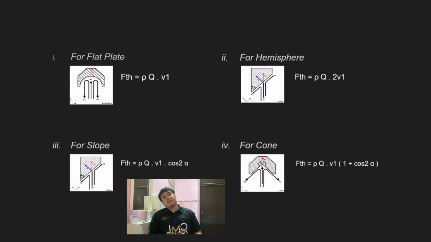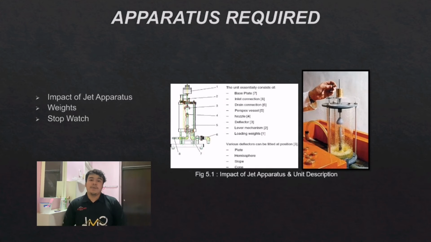The next slide is water jet surface. Number 1 is for flat plate, number 2 is for hemisphere, number 3 is for slope, and number 4 is for cone. Apparatus required: number 1 is impact of jet apparatus, number 2 is weight, and number 3 is stopwatch.